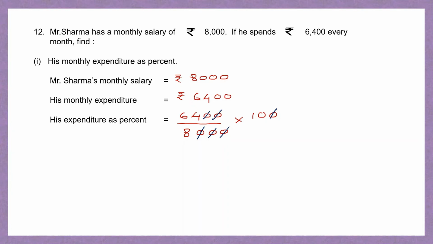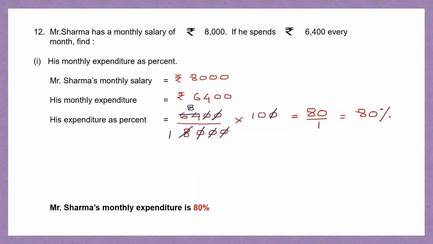8 8s are 64, isn't it? So 8 1s are 8. 8 8s are 64. Now let's multiply the numerators. 8 into 10 is 80 by 1, which is 80%. So we have found out his monthly expenditure as percent. So Mr. Sharma's monthly expenditure is 80%.